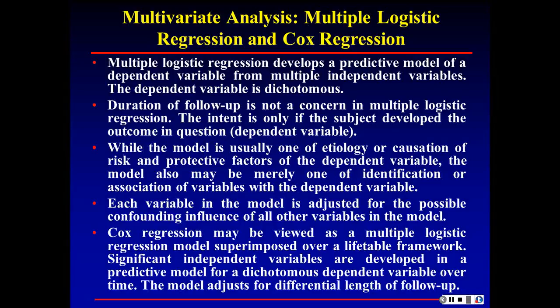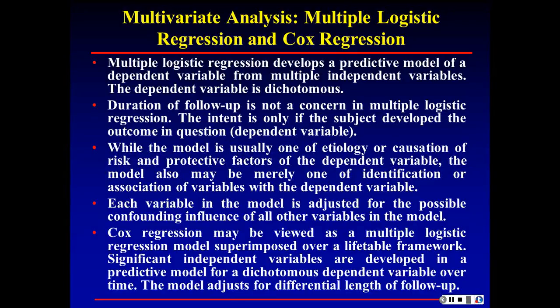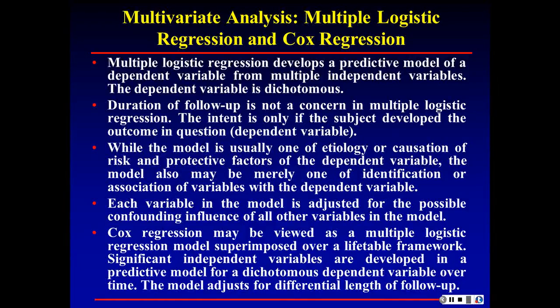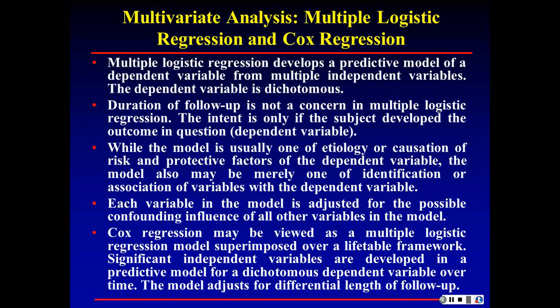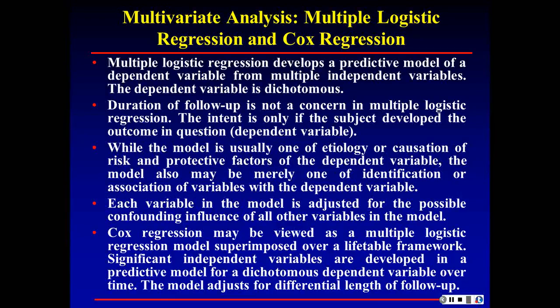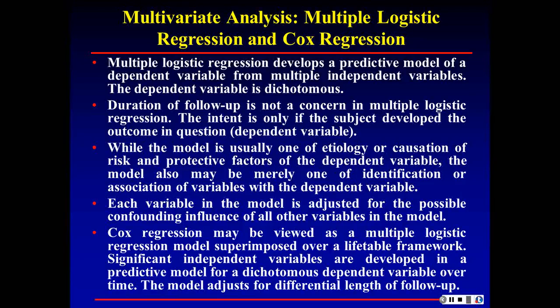While the model is usually one of etiology or causation of risk and protective factors of the dependent variable, the model also may be one of identification or association of variables with the dependent variable. Each variable in the model is adjusted for the possible confounding influence of all other variables in the model. This is very, very important because a variable might be significantly related to the outcome in and of itself, but when you take other factors into account, such as age, race, socioeconomic status, prior history of whatever, then the variable might not have a significant relationship.